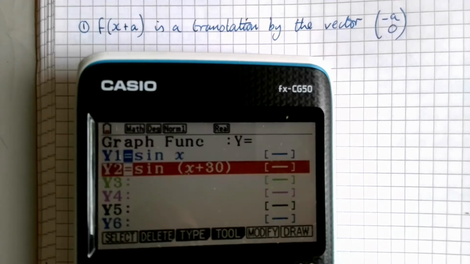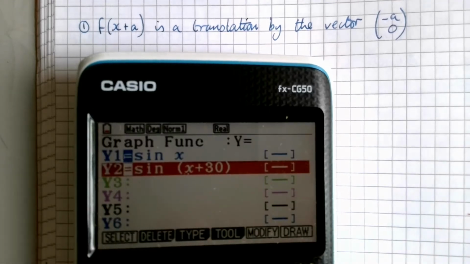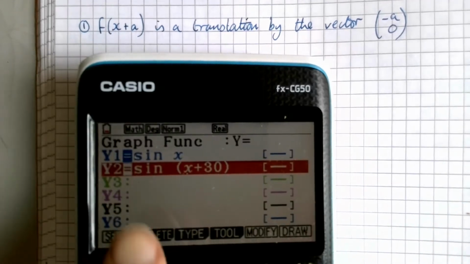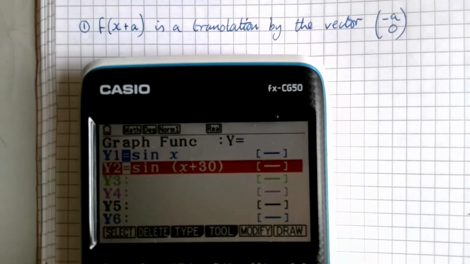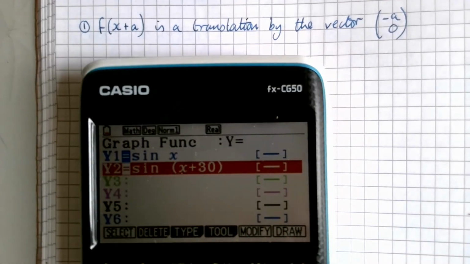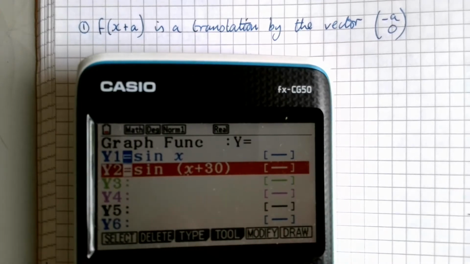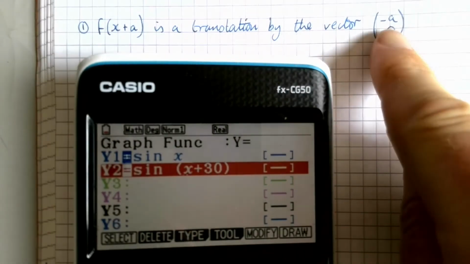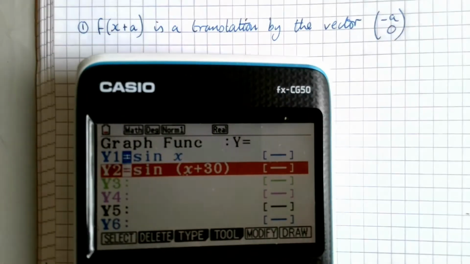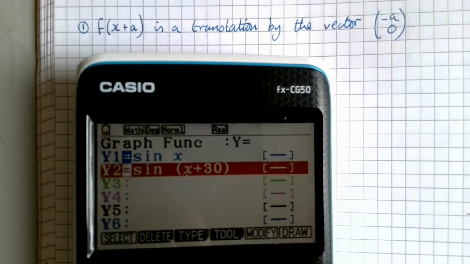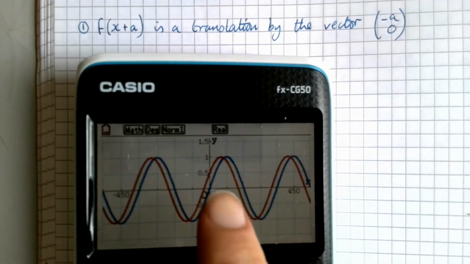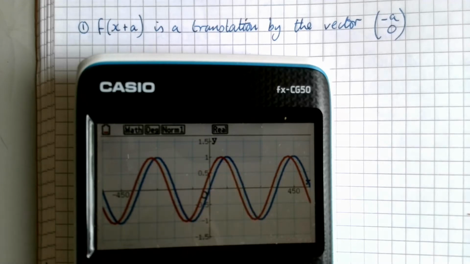Now what I'm going to do is show you how you could check these sorts of things out with a calculator. So I'm doing it with the sine curve, and because the sine curve goes up in quite big jumps of degrees, I'm going to add 30 on. So what happens, according to this, is a translation of minus a, so it moves it negatively on the x-axis. Let's just have a little look at that, and it does. You can see the red line has gone to the left.